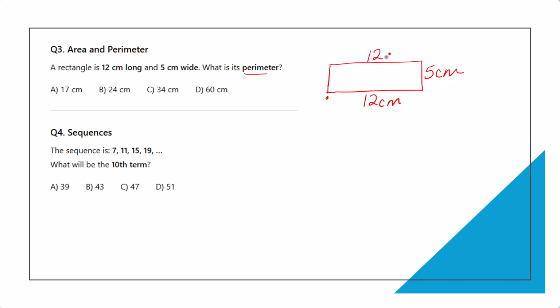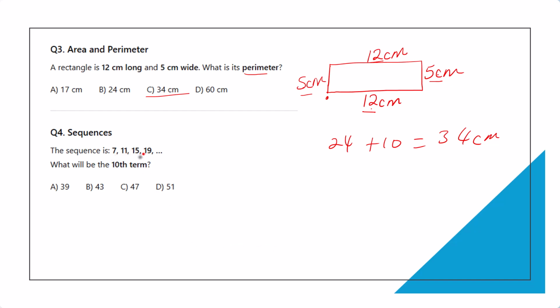To do a question like that, you just need to add the sides. And the opposite sides are always the same in a rectangle. So you're going to add 12, add 5, add 5. Now 12 add 12 is 24. And then 5 add 5 is 10. Then you just add everything. So the answer is going to be 34 centimeters, which is going to be C. Tick that if you got it correct.